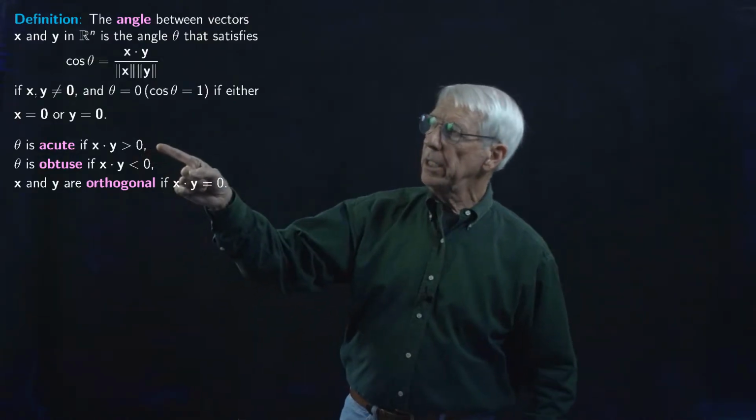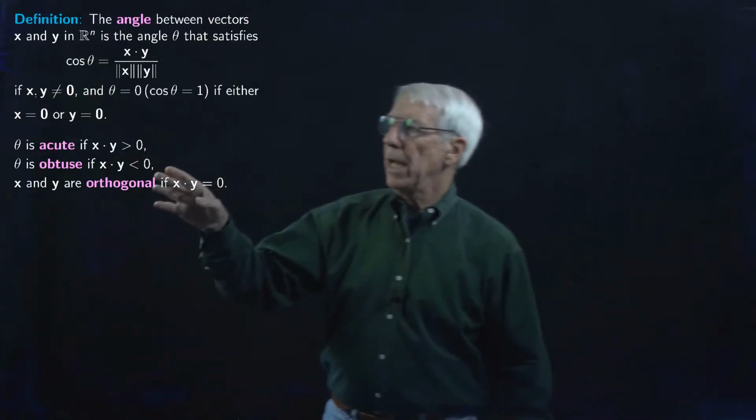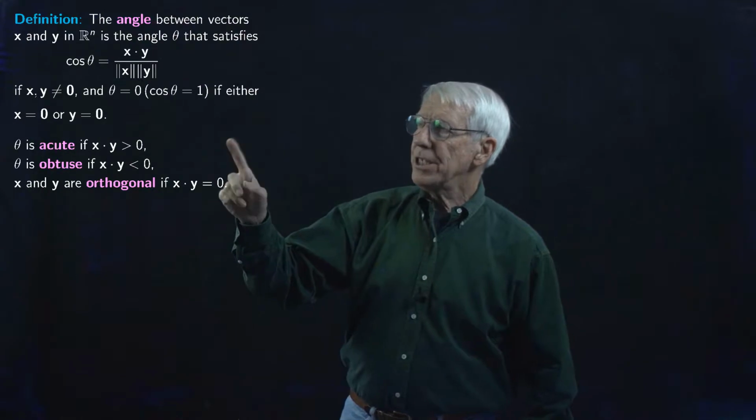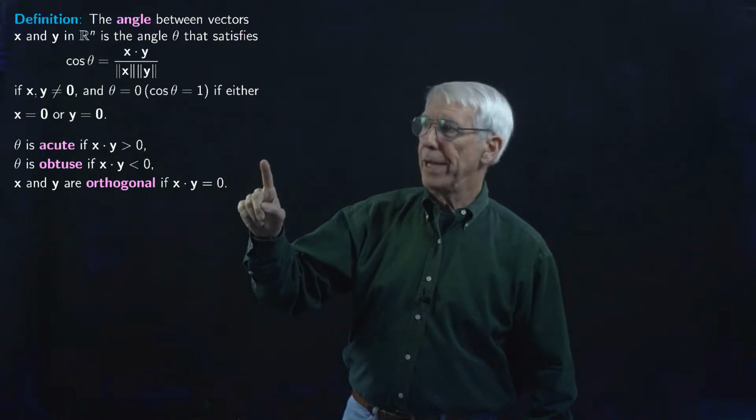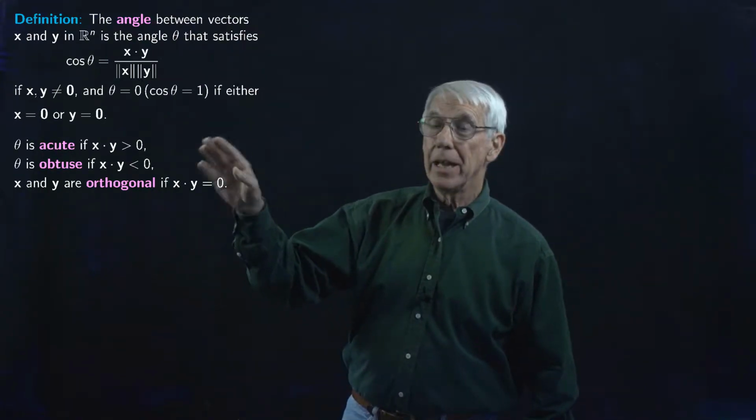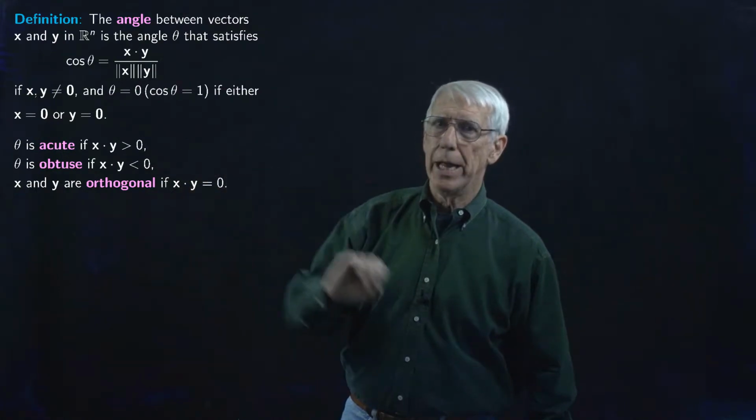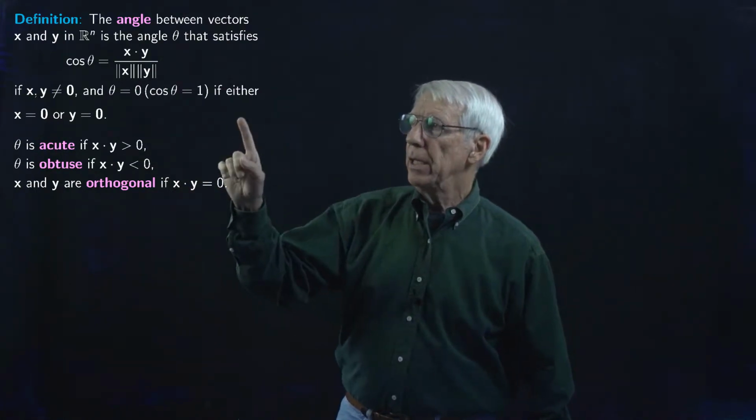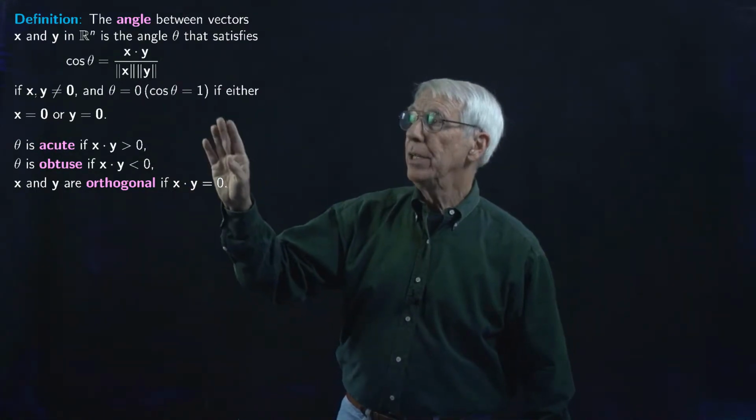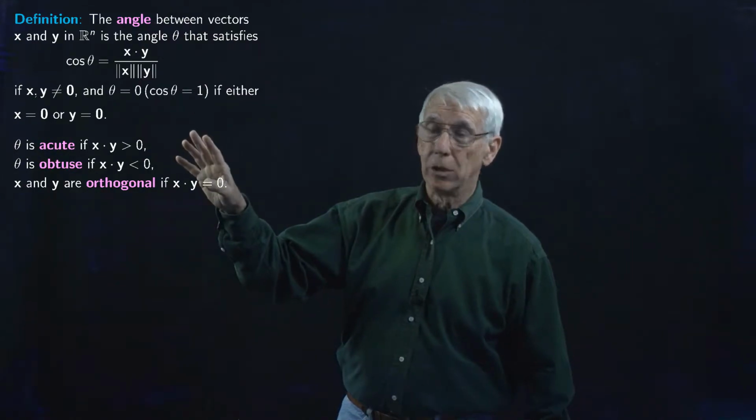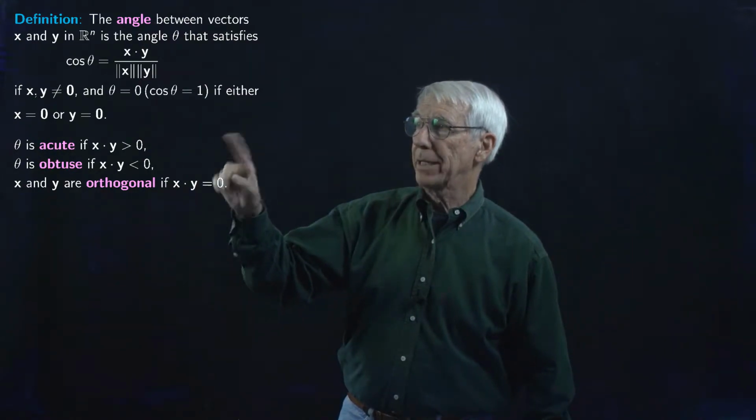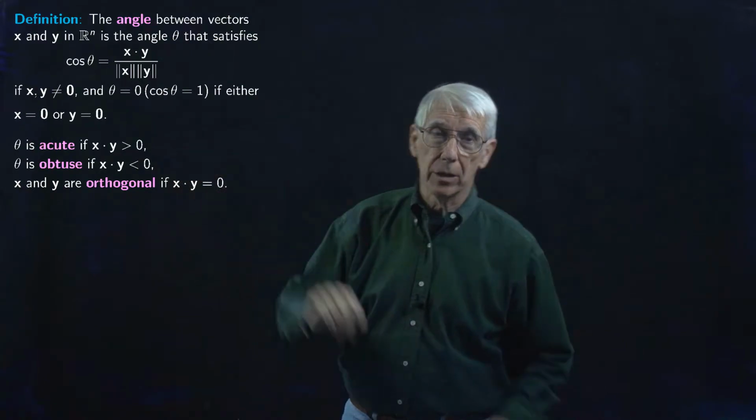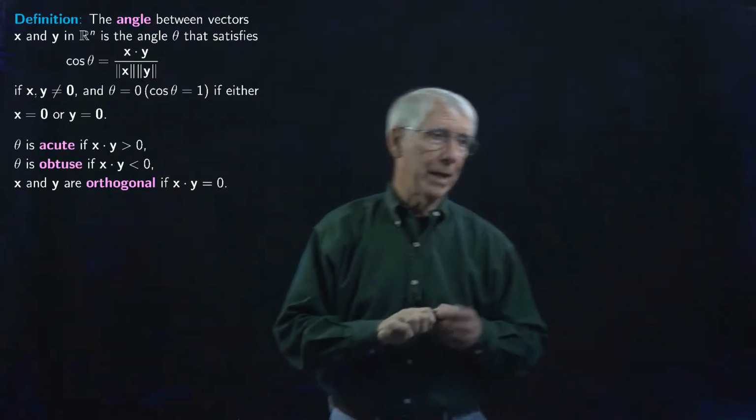Notice down here it tells us that x dot y, the dot product of the two vectors, is positive if they form an acute angle. The dot product is negative if they form an obtuse angle. And if the dot product is 0, we say they're orthogonal. So let's just draw a quick little picture of that here.